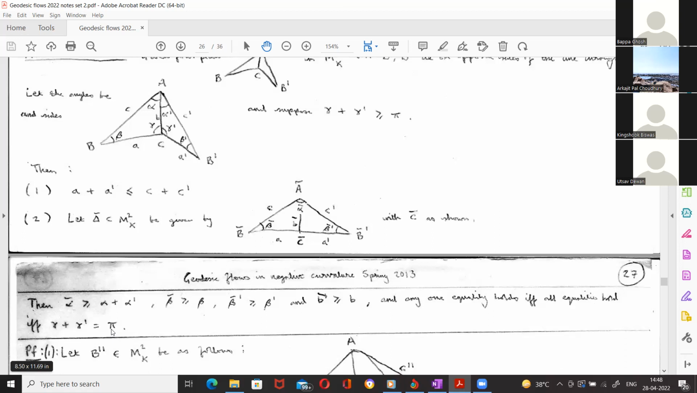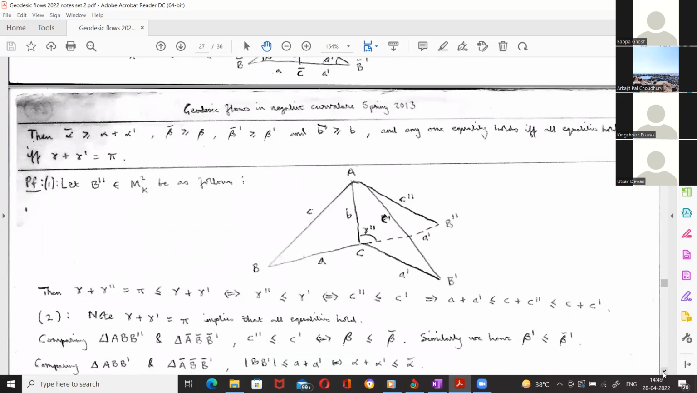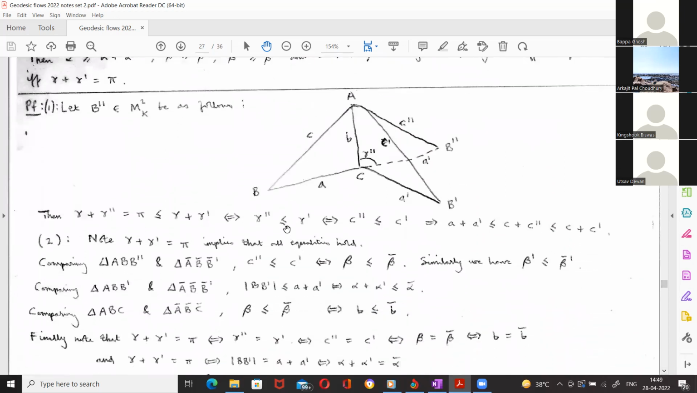Okay, so let's do the proof. The proof is just this very simple construction. What you do is you take the line from B to C and you extend it further, so that it has length A prime, which is the same as this A prime here. Now this angle becomes 180 degrees. It becomes pi here.